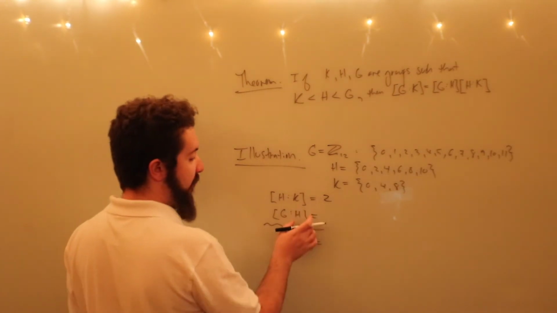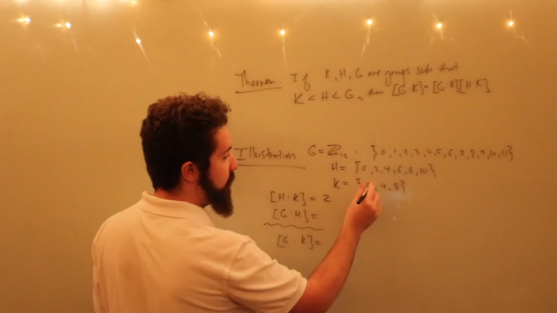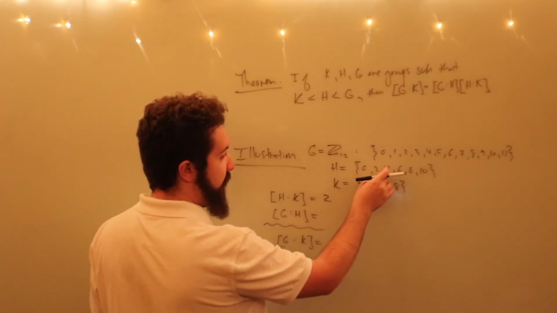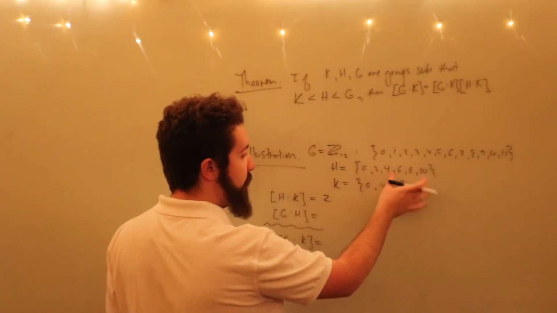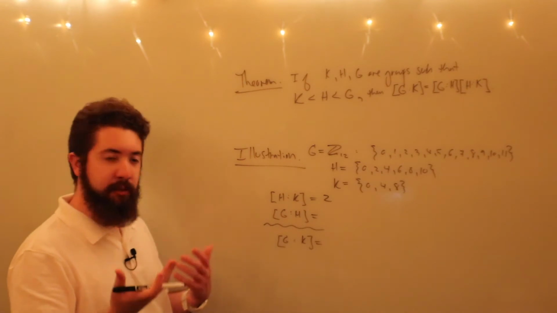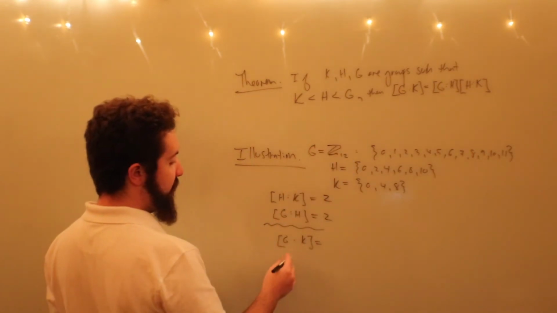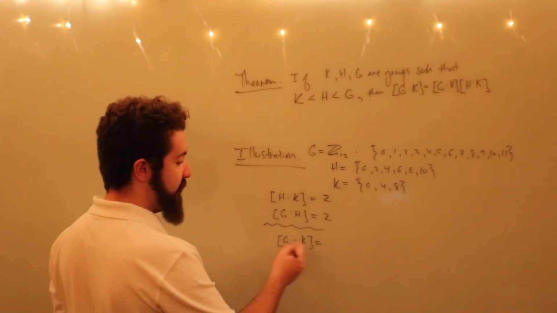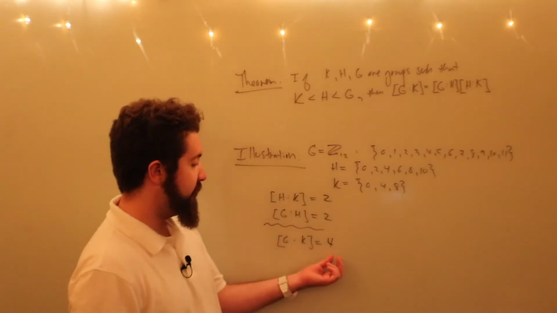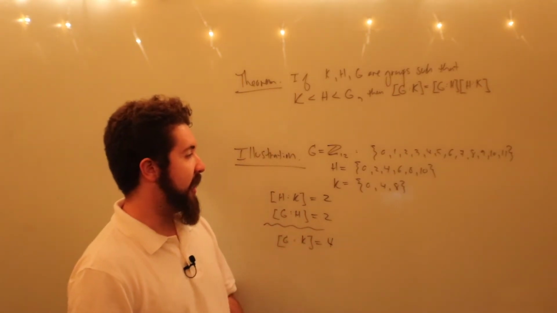Likewise, the index of H in G is going to be 2 as well, because we could add an even number or an odd number, and we're only going to get 2 cosets out of that, so this is equal to 2. And so by this theorem, this predicts that the index of K in G should be equal to 2 times 2, or 4. Is that the case?